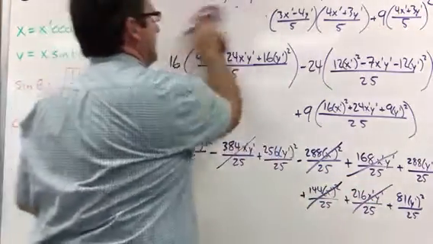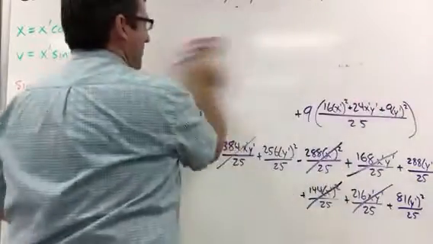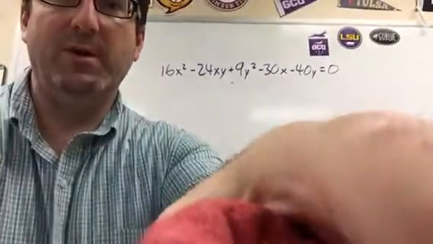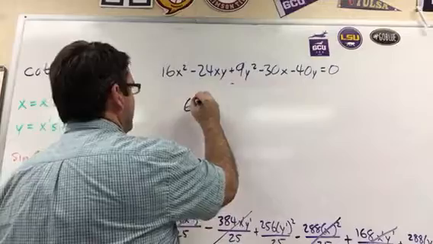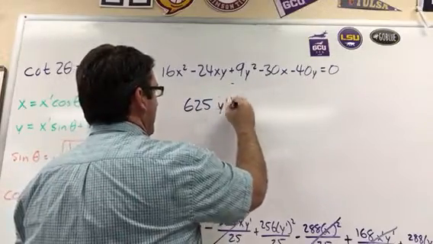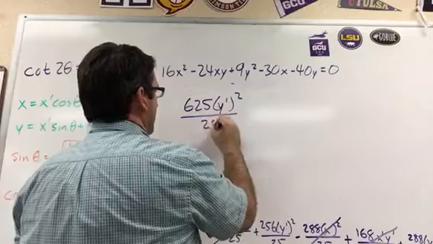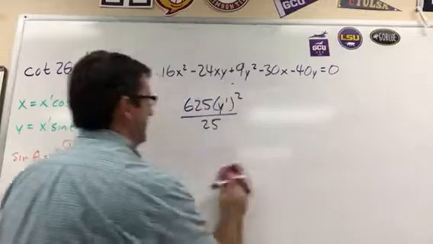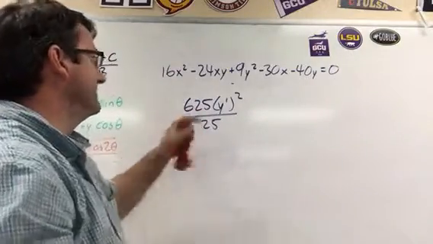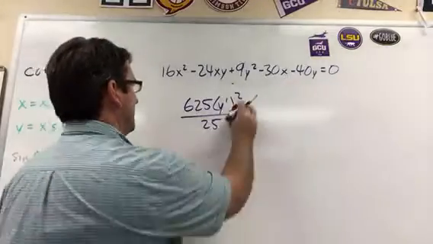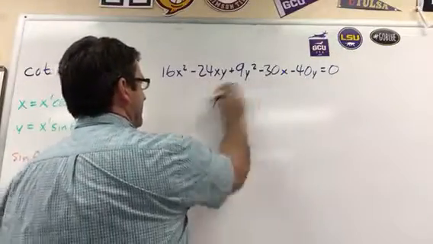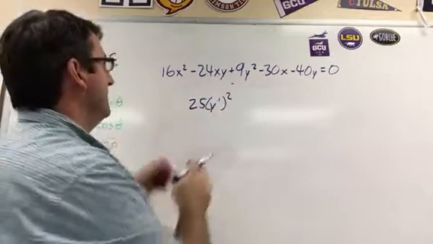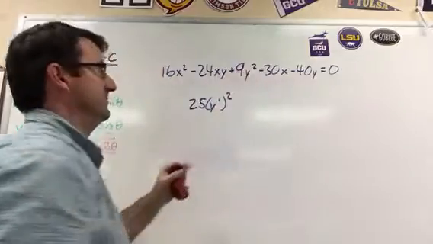So let's go back up here. All that we're left with are the y' squared terms. And what we're left with is 625 y' squared over 25. All right. And of course we can simplify this. 625 divided by 25 is 25. So this is 25 y' squared. And remember that was from these three terms.